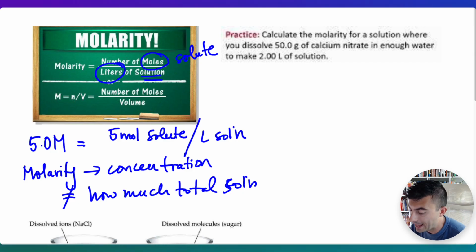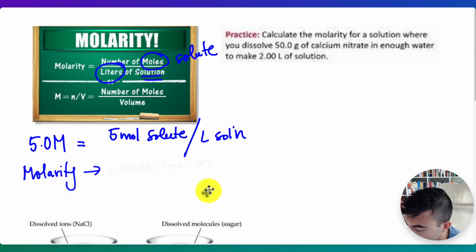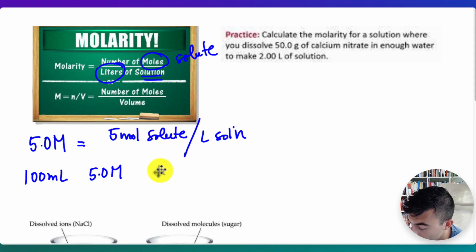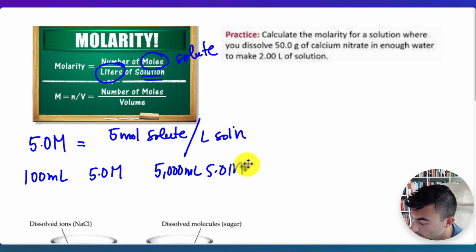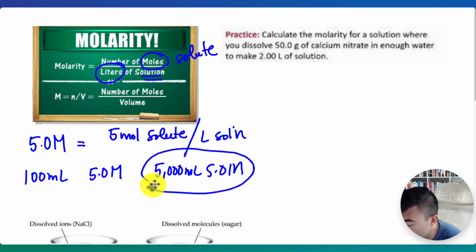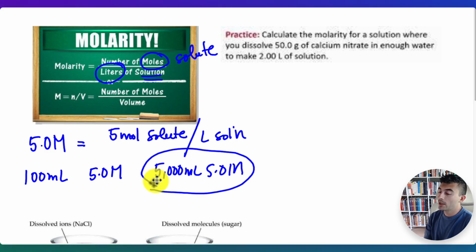So in this example, I could have 100 milliliters of a 5 molar solution, or I could have 5,000 milliliters of a 5 molar solution. They both have the same concentration. But I'm going to have more total moles of particles in the larger one. I can plug into the formula, but just knowing that they have the same concentration, if I have more liters of a solution with the same concentration, I'm going to have more moles of particles. All right, so that's an important distinction.